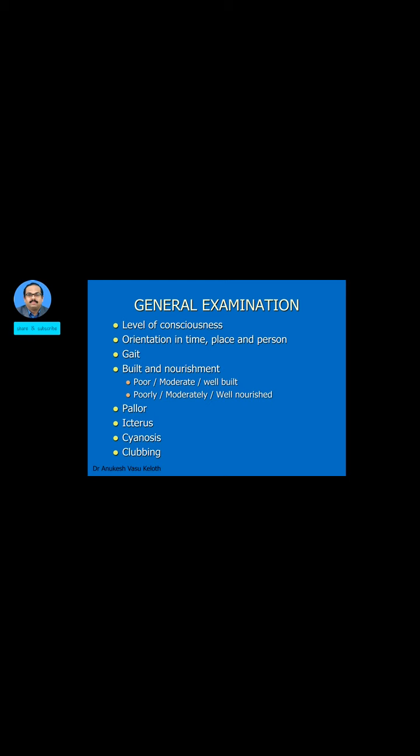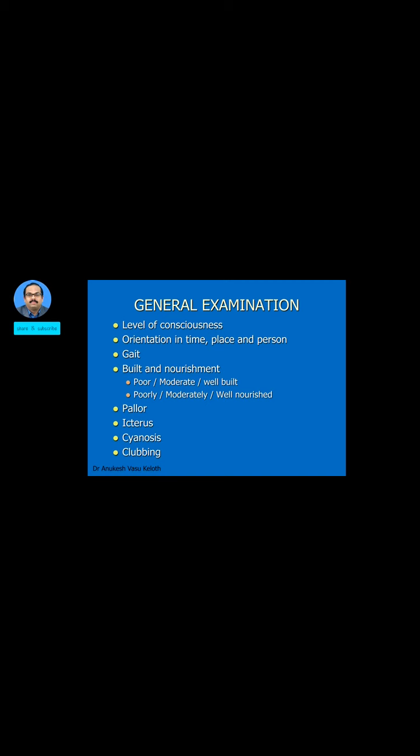Pallor generally is seen when you have anemia, but there are conditions like severe fright or anxiety where you may be pale, but at the same time your hemoglobin may be normal. In hypovolemic shock, you may be pale, but the actual hemoglobin may be normal. So that is pallor. The second sign is icterus. Icterus is generally a sign seen in those who have jaundice or hyperbilirubinemia. But there are conditions, like beta-carotenemia, where you may also have a slight icterus.